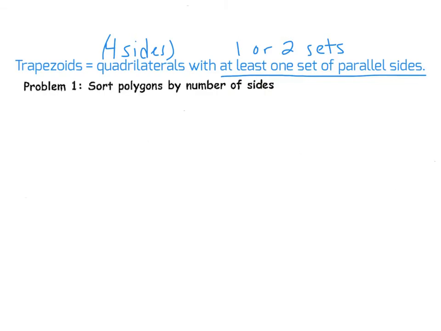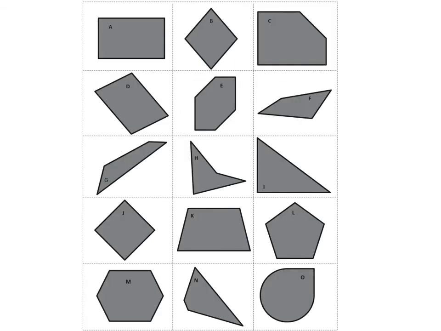Problem number 1, sort polygons by number of sides. So we're going to turn the page and we're going to sort them by the number of sides. Here is the page that has all of our polygons. We have 15 polygons here. 3 across, 5 down. That makes 15 polygons. In the upper left-hand corner, you're going to write the number of sides for each of these polygons. Click pause and do that now.